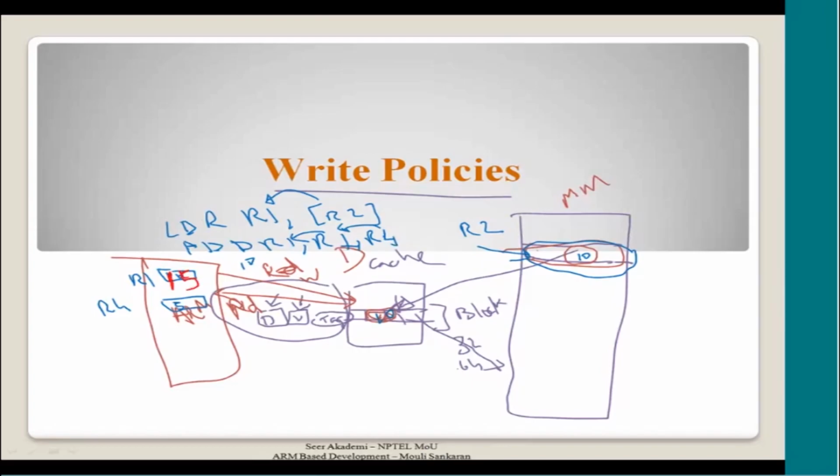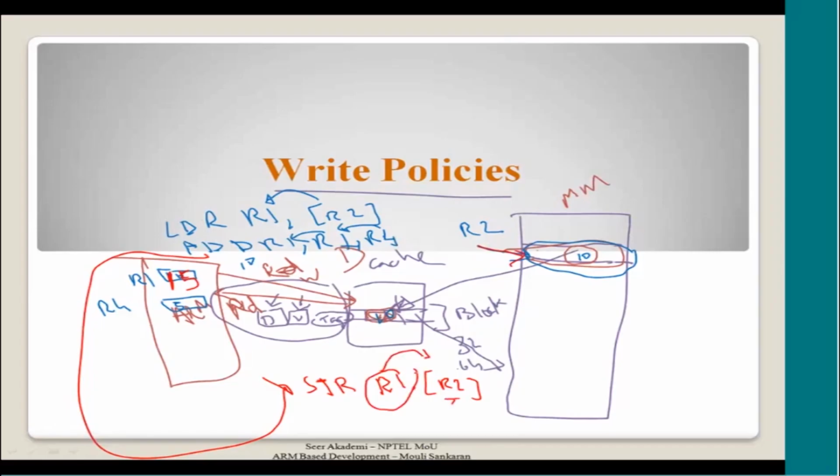Now assume there is another instruction. I am writing it here. STR R1 comma R2. Assume that R2 is not modified, so it is still pointing at the same location, and we are trying to write this value, whatever is there in R1, into the location pointed by R2. Now do you think that it will go to main memory? It will not, because it already has it here.